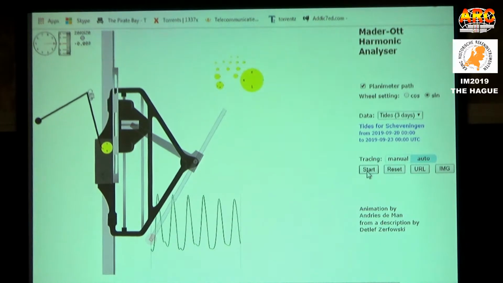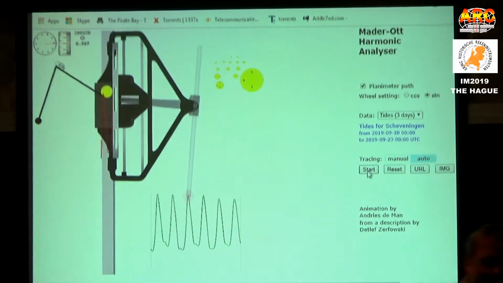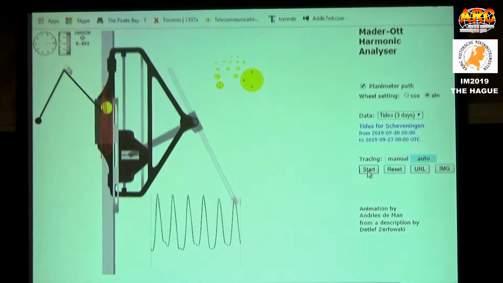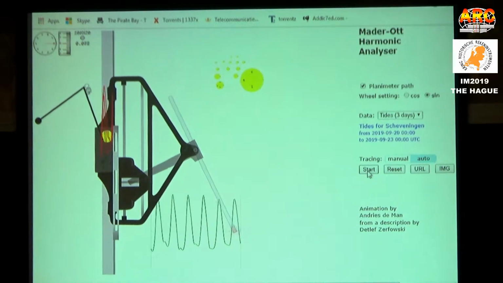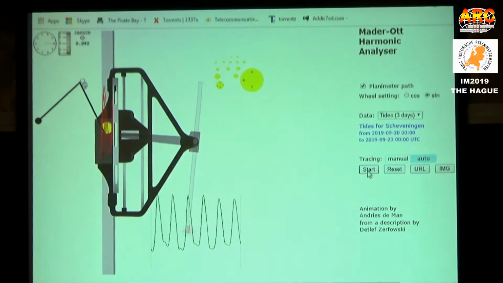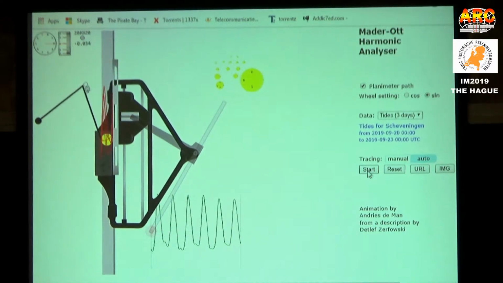So now we can go outside and check it. So you see, you can identify the coefficients for the tides, and then you can build up the tide heights with a more expensive non-desktop version in the science museum.